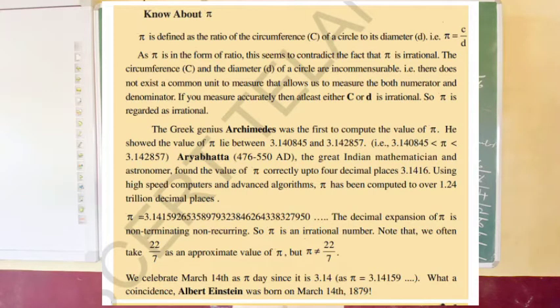Due to that, we take the value of pi as not always equal to 22 by 7. Normally we take pi equal to 3.141 and so on. So here pi is not a rational number, it is called an irrational number. If you go through this paragraph, you will come to know more clearly.